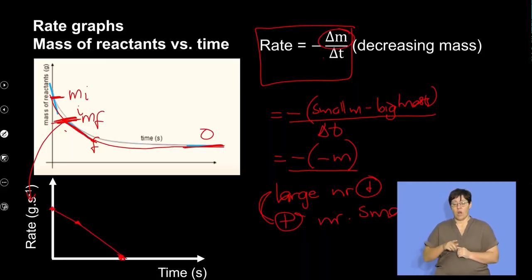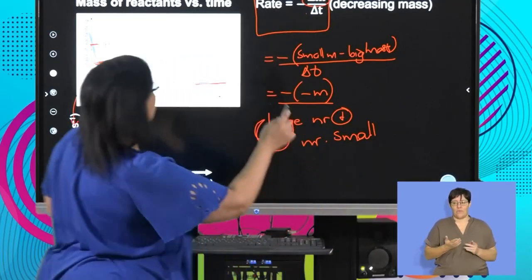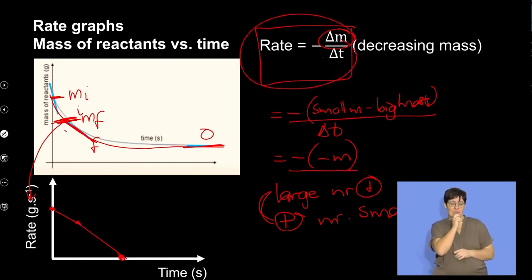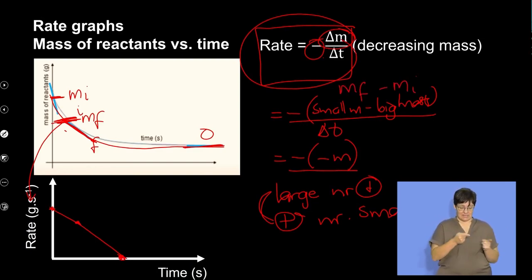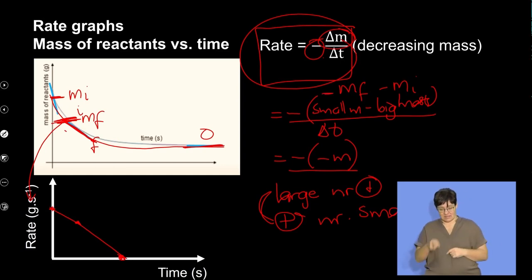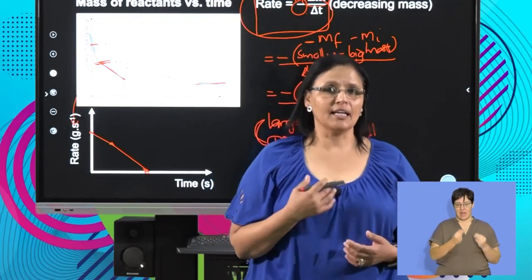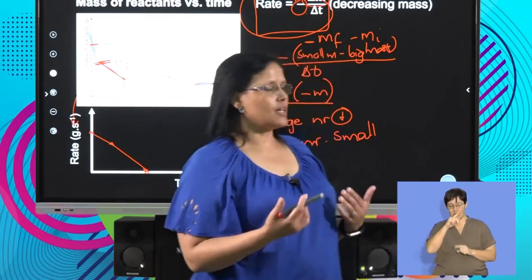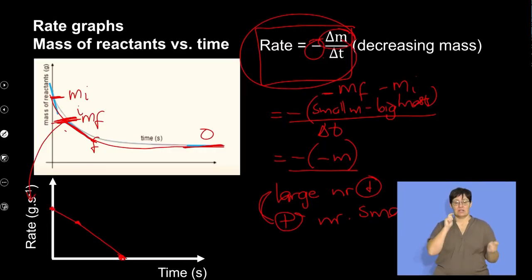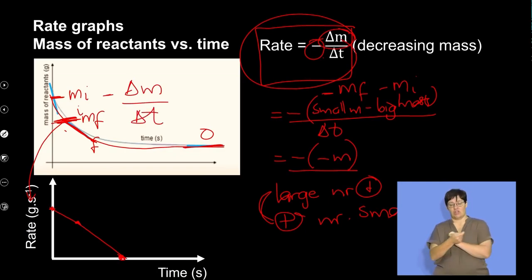We want you to understand where that negative gradient comes from, how that negative in front of my expression is used, and how the final mass minus the initial mass always ends in a negative mass, which we plot on the rate graph, and the rate graph has got a negative gradient. Remember, the rate graph comes from the change in mass, that's negative, over the change in time.